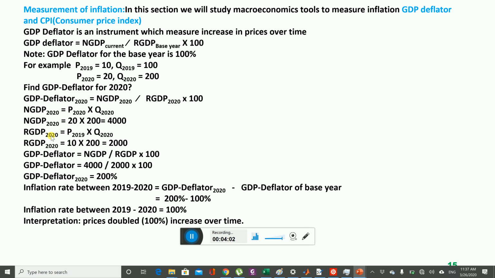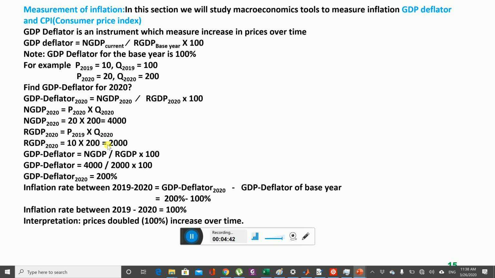Now we are going to compute real GDP, because in the formula we have nominal GDP and real GDP, and the year is 2020. Nominal GDP we computed as 4,000, and now we calculate real GDP for 2020. In real GDP we use base year prices, meaning prices remain constant. So in this formula we will use the price of 2019. It means price does not change between the years. From 2019 to 2020 the price remains the same, and we will use the quantity of the current year 2020. So the price of 2019 is 10 and the quantity of 2020 is 200.